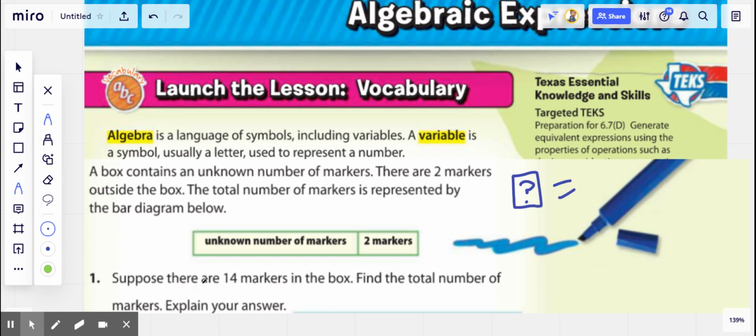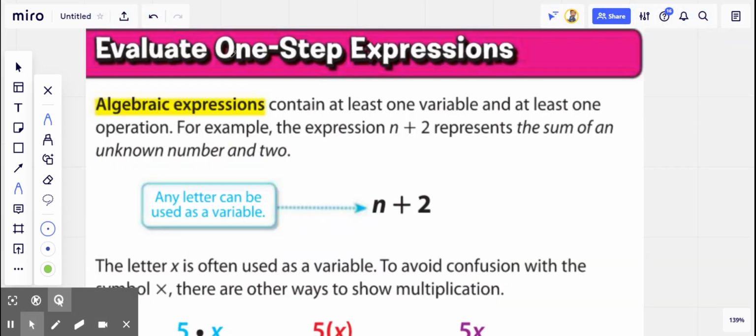Suppose there are 14 markers in the box. Find the total number of markers. If there are 14 markers in the box and two markers outside, it would be 14 plus 2, and that would be 16. We know that because for the unknown number of markers, they told us there's 14. Okay, let's go ahead and get into the lesson.